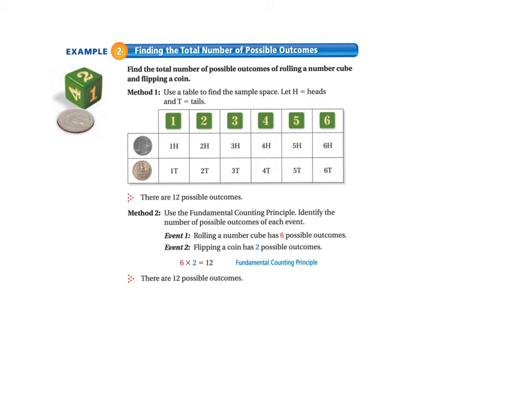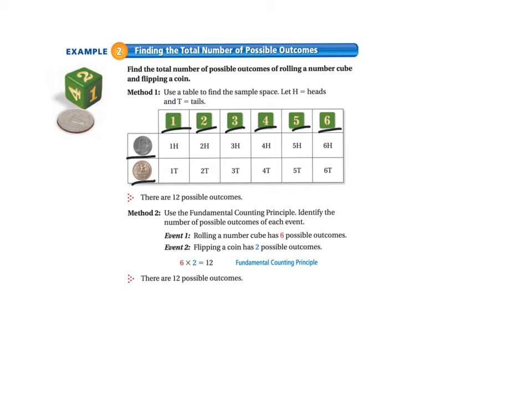Here we are again. This time I'm talking about flipping a coin, and I'm talking about rolling a number cube. So in this case, it makes sense to use a diagram. Along the top of my diagram, I have all the possible ways that I could roll a number cube. When I roll that number cube, I could get the number 1, the number 2, 3, 4, 5, or 6. When I flip a coin, I could get heads or I could get tails. And in this diagram, I have put all of those combinations together.